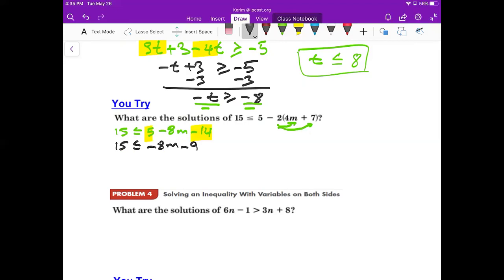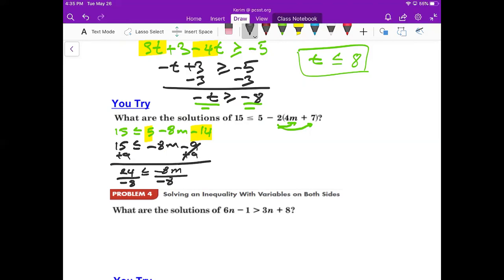All right, and then let's undo the minus 9. So that gives us 24 less than or equal to negative 8m. Then I'm going to divide both sides by negative 8.